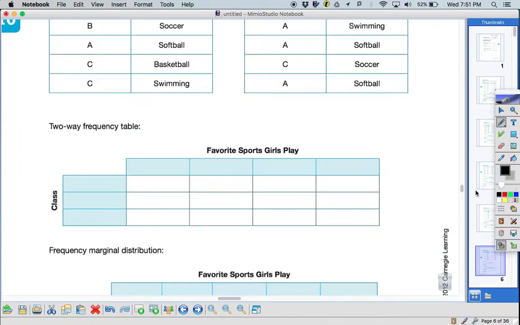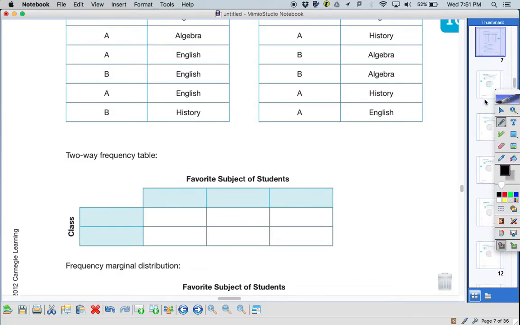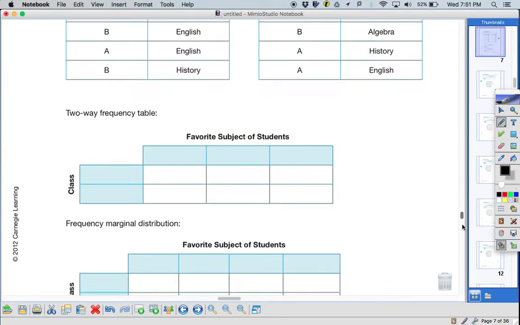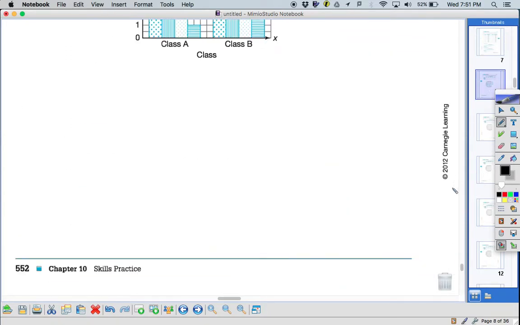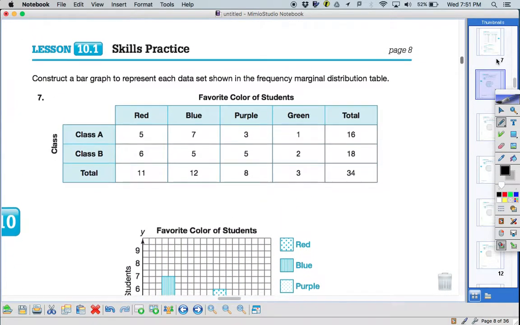Okay, apparently I have to scroll down a little bit more. Wow, they're way down there. Okay, we're on page 552. Okay, so here's the bar graphs.